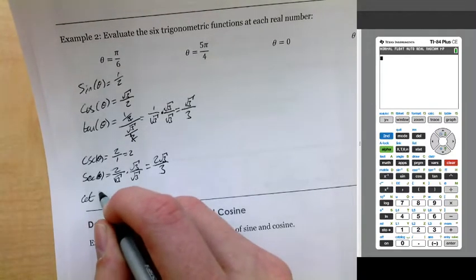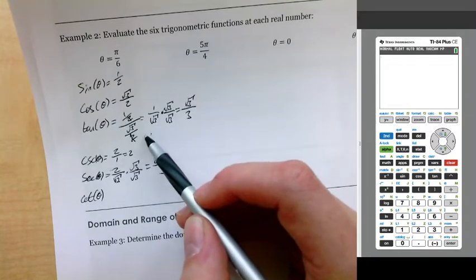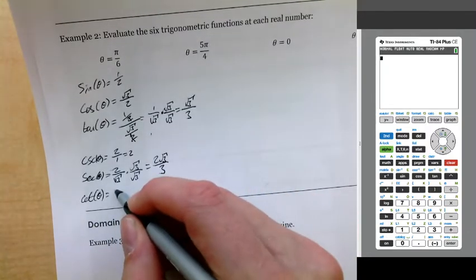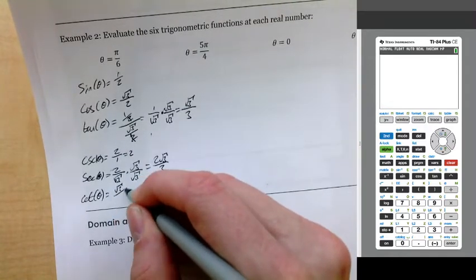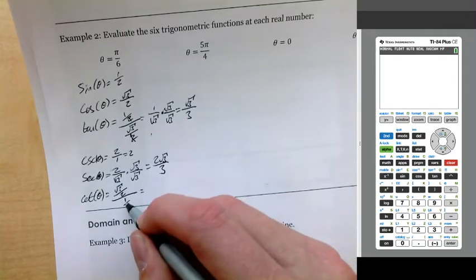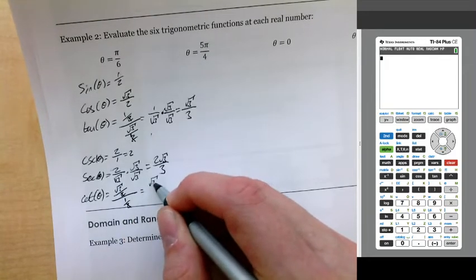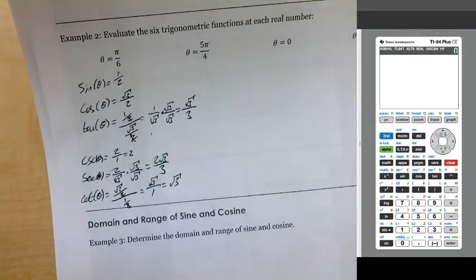And cotangent of theta is the reciprocal of tangent. And so that's going to be x divided by y. So that's going to be root 3 over 2 divided by 1 over 2. And again, those 2's divide out, so we get root 3 over 1, which is equal to root 3.